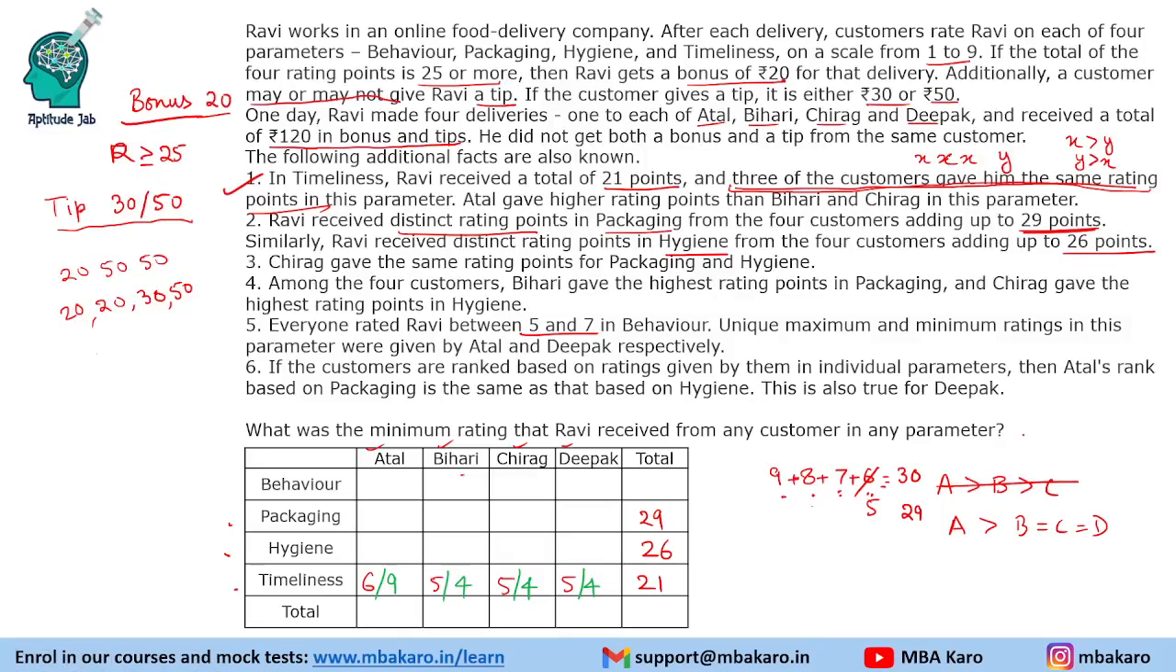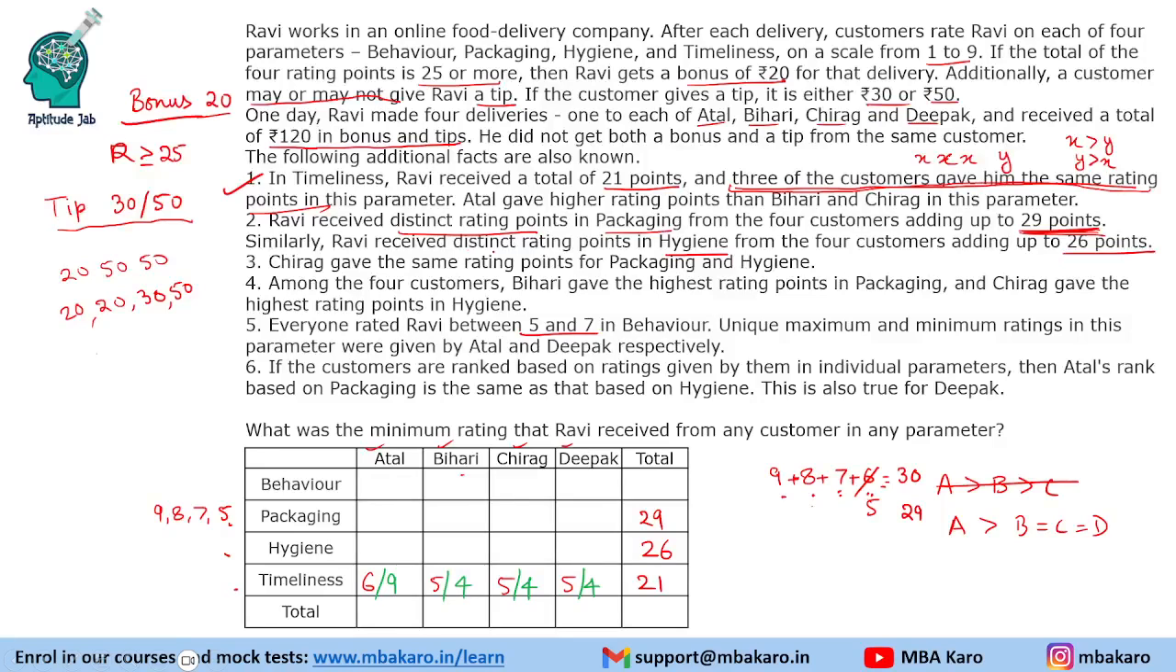Now if you people play Kakuro, then you would know that instantly. You would not have to make cases, because you already know in Kakuro we have this number 29 formed by adding four digits, because that is based on single digit numbers. So in packaging the ratings are 9, 8, 7 and 5.